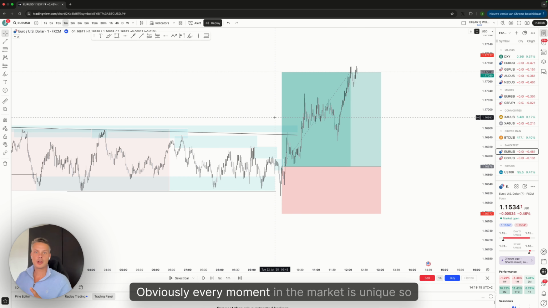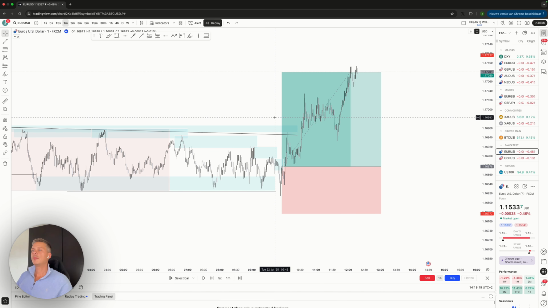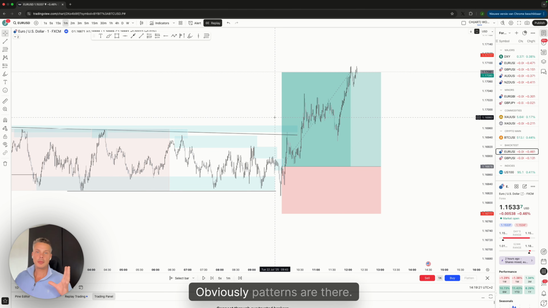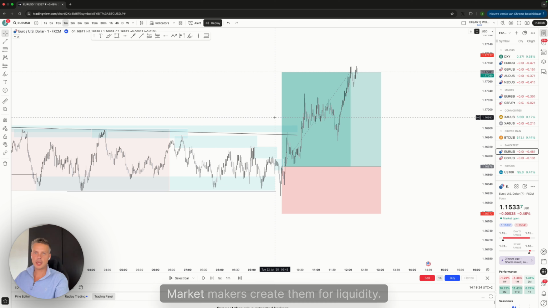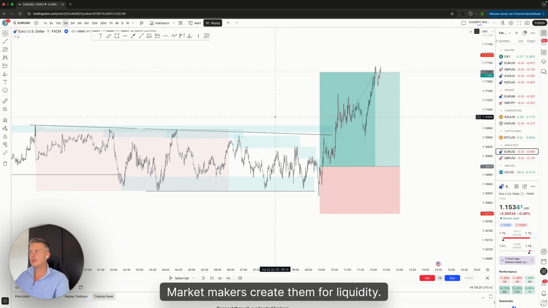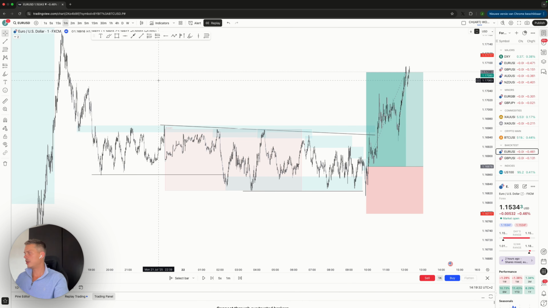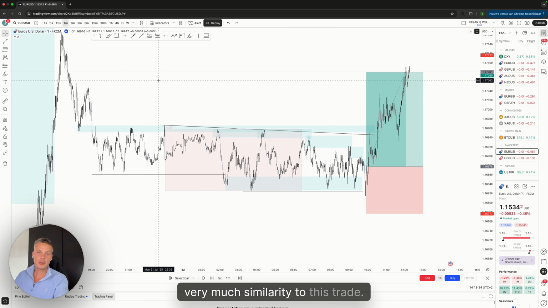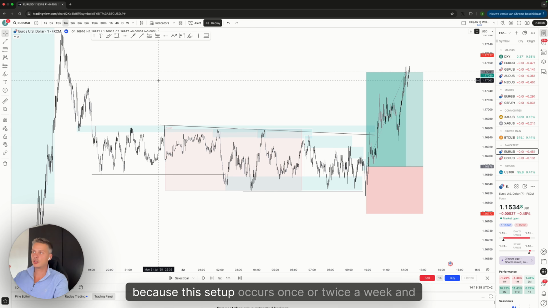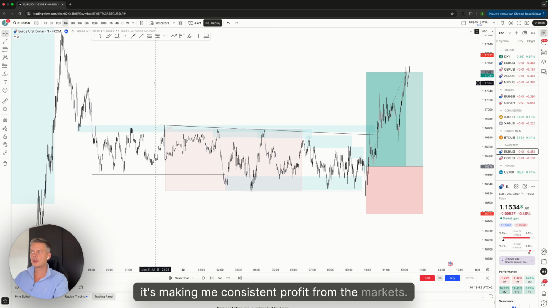Obviously, every moment in the market is unique, so we never see the same exact patterns. And I mean exact patterns. Obviously, patterns are there. Market makers create them for liquidity, but that's a whole other story. You will see that my other trade has very much similarity to this trade. And all my trades have the same similarities because this setup occurs once or twice a week and it's making me consistent profit from the markets.